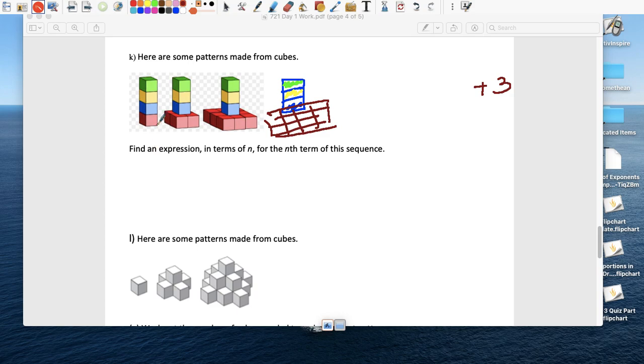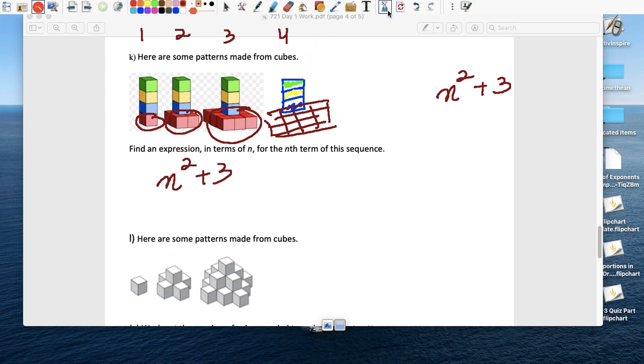And what's the base? Well, the first term, the base is 1. The second term, the base is 4. The third term, the base is 9. The fourth term, the base is 16. So it's n squared, right? So if you take the term and you square it and then add 3, you get the number of cubes. So n squared plus 3.